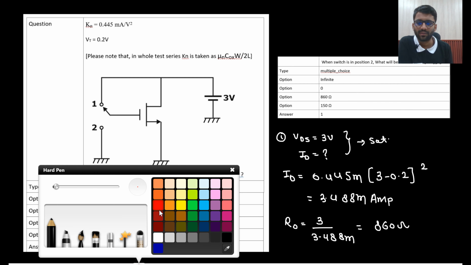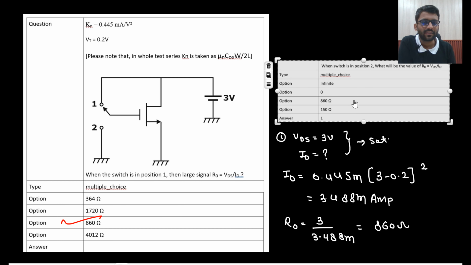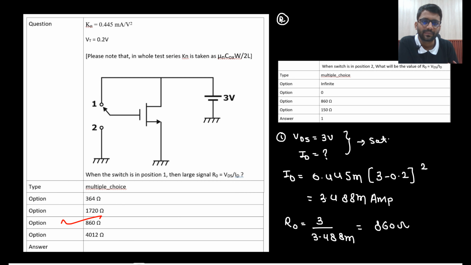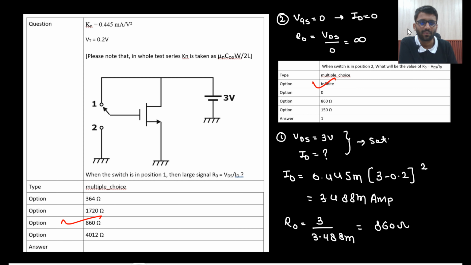Okay, and what is the next question? The switch is at position B, position 2. If the switch is here, then VGS will be 0, right? If VGS is 0, that means current ID is 0. And if current ID is 0, that means R naught, which is VDS by ID, would be infinity. So the option is 1, infinite. Okay. So this I need to improve.